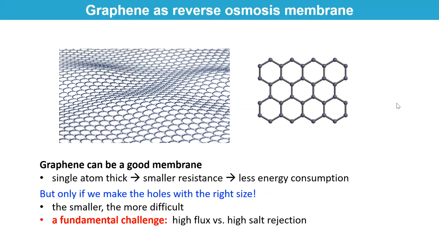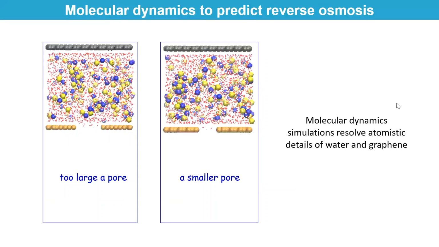So in this case, what we can study is we can use a little bit of chemistry. In fact, here we perform a molecular dynamic simulation to study reverse osmosis. The key idea is that we represent the water molecules, the salt, as well as the membrane with atomic resolution. In other words, we incorporate a little bit of chemistry into our model, and we study the transport of the fluid through the graphene membrane.